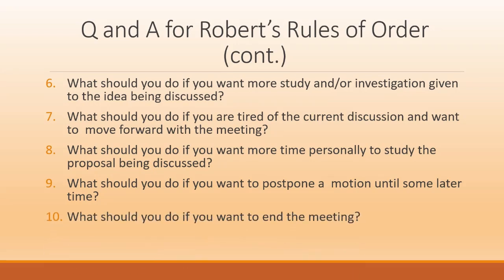And then last, number 10, what should you do if you want to end the meeting? A member can propose to close the meeting by simply saying, I move to adjourn. This motion can be made and the assembly can adjourn even while business is pending, provided that the time for the next meeting is established by the rule of the organization or has been set by the assembly.